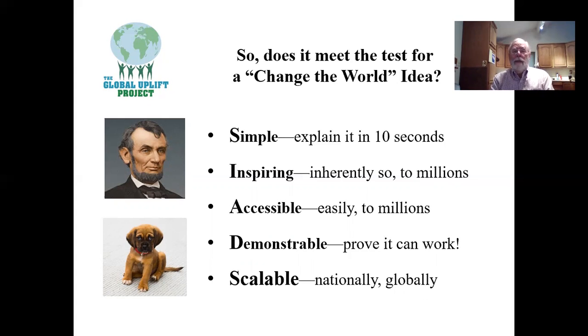Is it accessible? Well, that's what the puppy is there for. Anybody have any idea what we spend every year on the average dog in the United States? I'll save you the trouble. $1,622 for the average dog. That's for the food, the vet, the kenneling, the toys and supplies. If we can spend that on the average dog, we can spend $1 to help the poorest people in the world help themselves. Is it demonstrable?